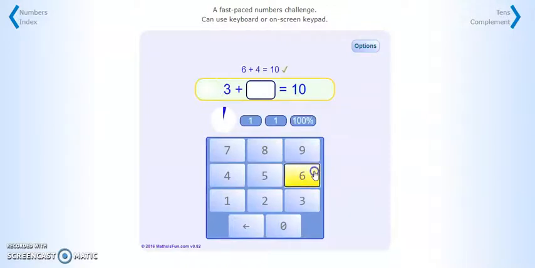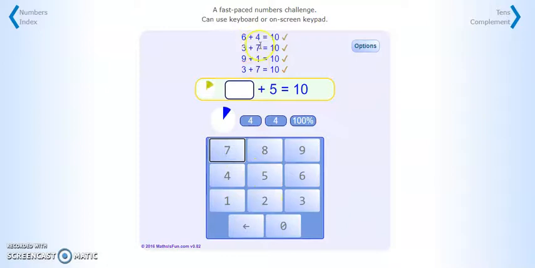So I know that 6 plus 4 is 10. 3 plus 7 is 10. 9 plus 1 is 10. And I like that the problems stay here. 7 plus 3 is 10. We already did 3 plus 7. 5 plus 5 is 10. 4 plus 6 is 10. 8 plus 2 is 10. 9 plus 1 is 10.